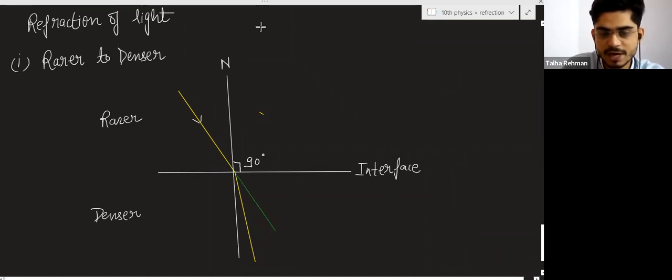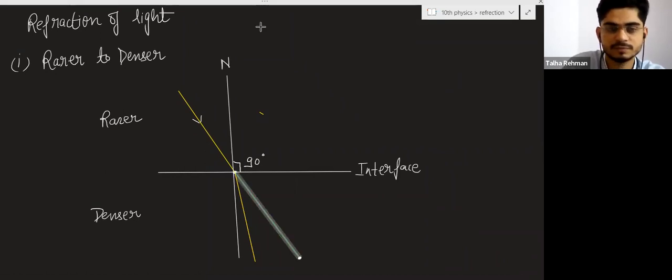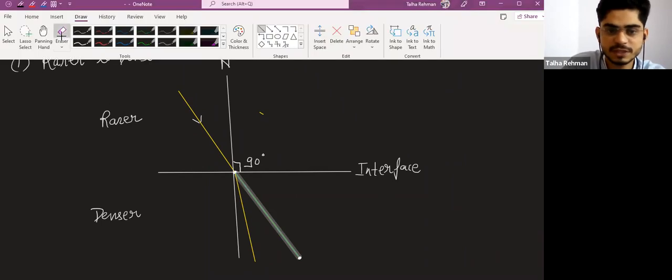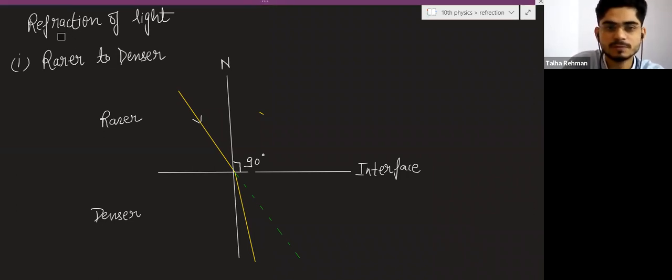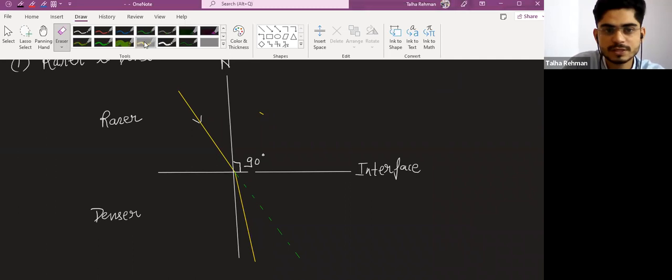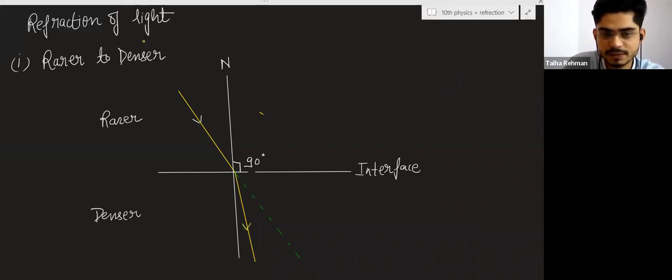If there is no medium, then the light ray should travel like this. But as the medium is changing, the light would travel like this if there were no medium. But what is happening due to the medium change? The light is bending towards the normal. So we can say whenever the light ray travels from rarer to denser medium, it bends towards the normal.